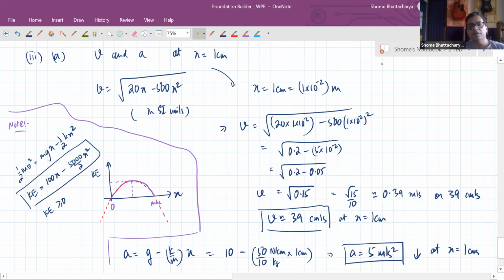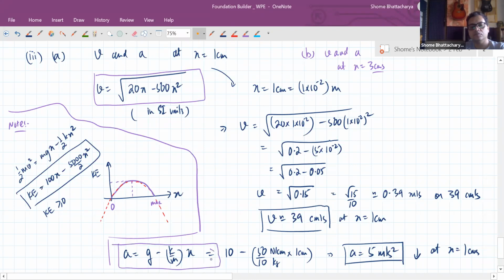But first we also have to calculate the B part of this. We have to find V and A at x equal to 3 centimeters. So just do a repetition of this calculation, but for x equal to 3 centimeters. You will get an interesting result, which is why I've asked you to do both these parts, 1 centimeter and 3 centimeters. So just use the same method here. From the work energy relation, we had got V as a function of x, and from the free body diagram, we had got acceleration as a function of x, which was like this. So just work this out, people, for 3 centimeters.